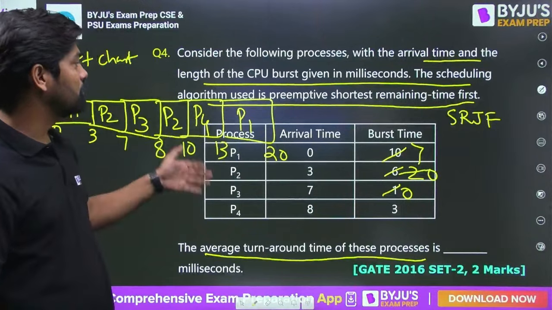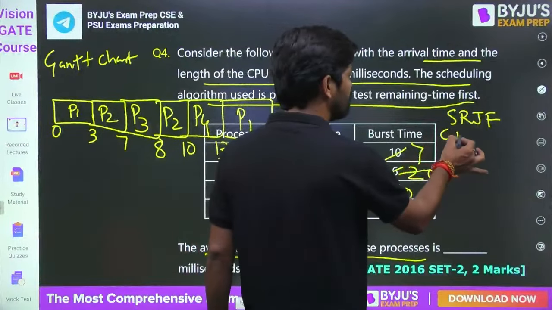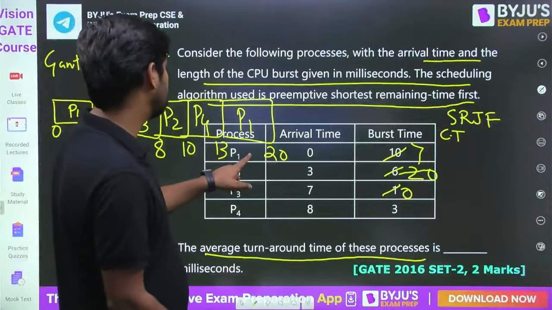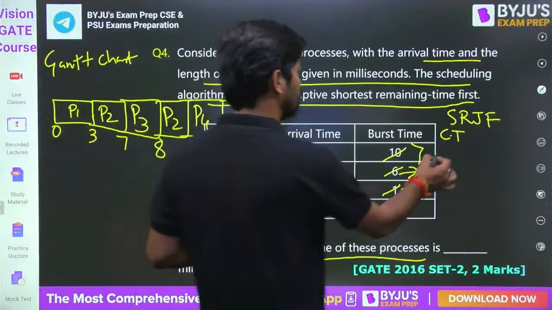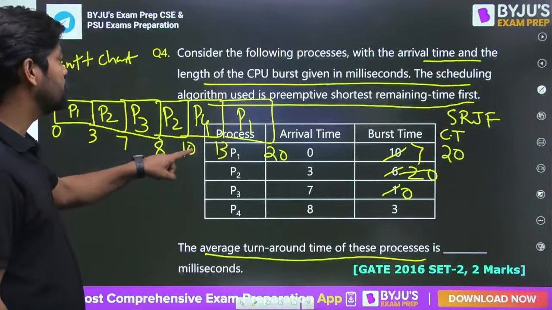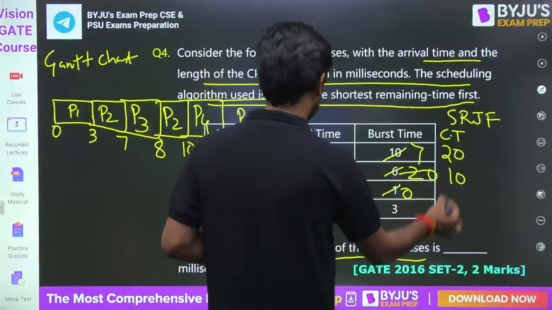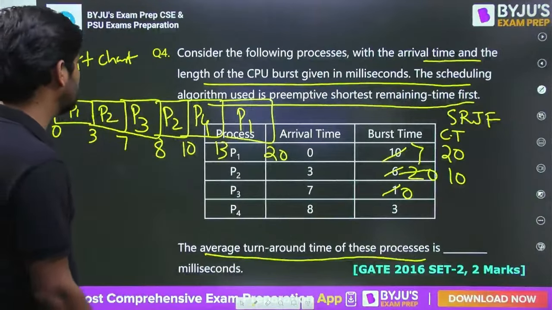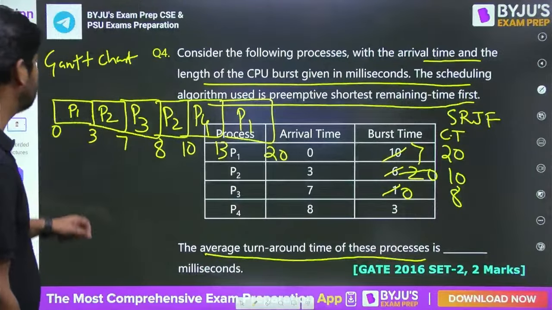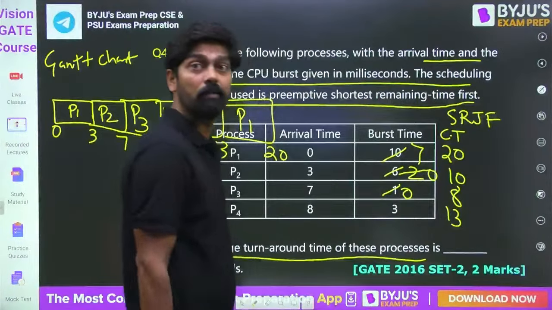Now they are asking about turnaround time, the average turnaround time. So you need to find the completion time. What is the completion time of P1? P1 completion time is 20. The completion time of P2 is 10. The completion time of P3 is 8. The completion time of P4 is 13. Is that clear?